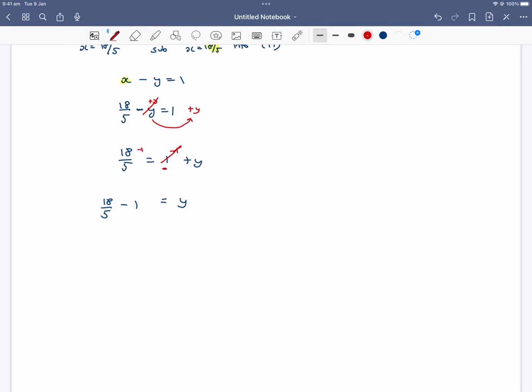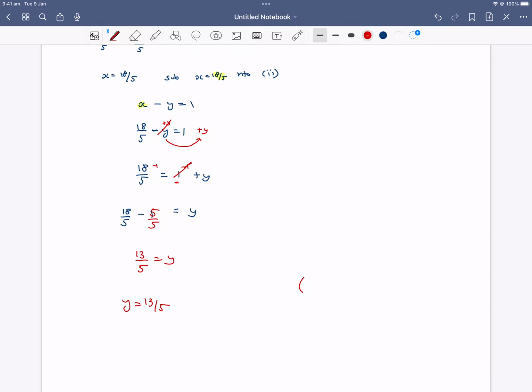And we could work this out. In order to do this without a calculator, we could just write 1 as 5 on 5, because we want it as the same base as this. And then, when the denominators are the same, you can literally just subtract the numerators. So we could just work out what 18 take 5 is, which is pretty easy, 13, and the denominator stays 5. So that's y. y is 13 on 5. And then let's write out our solutions in coordinate form. So x was 18 on 5 and y was 13 on 5.